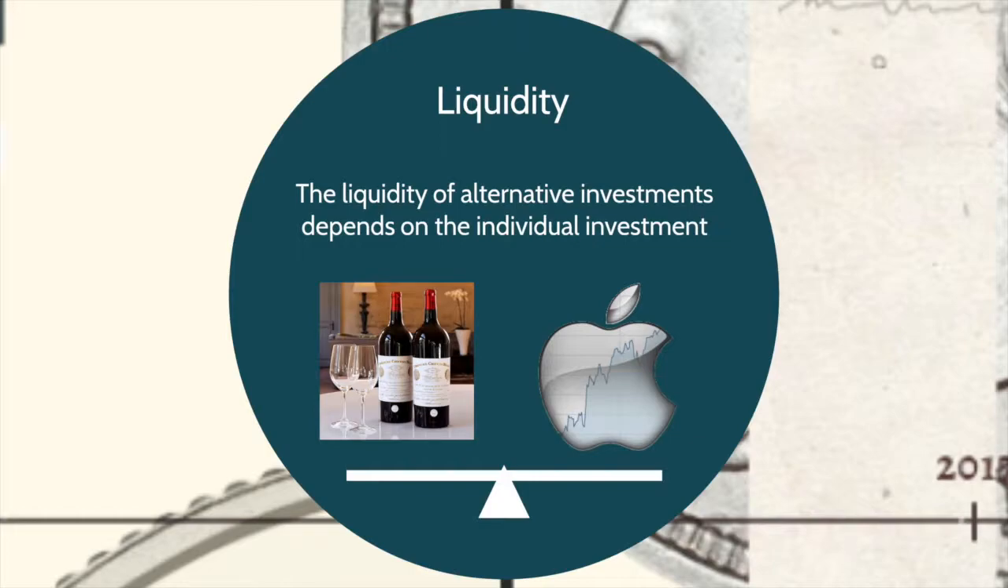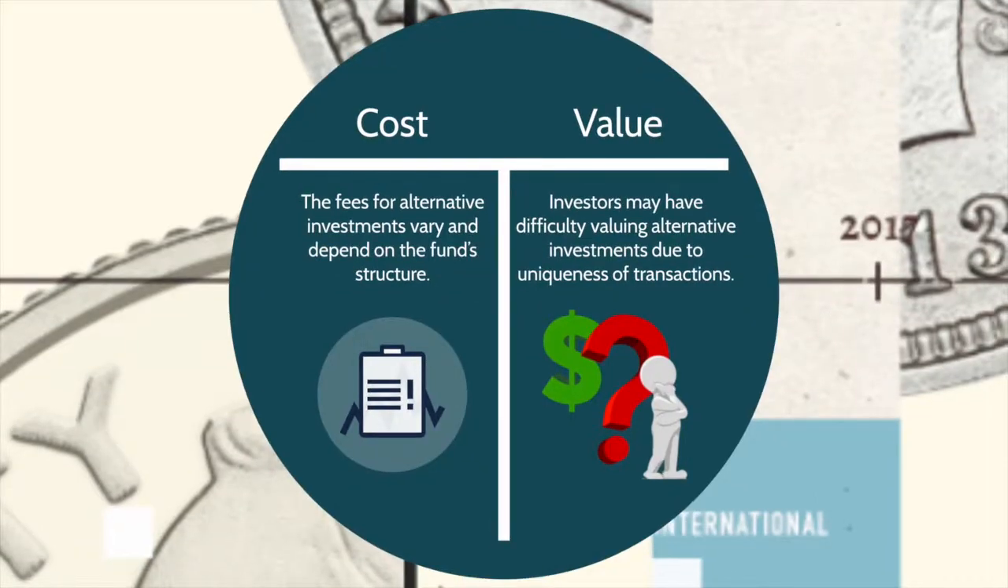The characteristics of alternative investments are as follows. The liquidity of alternative investments depends on the individual investment. Some alternative mutual funds provide daily access to cash, while limited partnerships, on the other hand, can have restrictions from 30 days to longer than 10 years. The fees for alternative investments vary and depend on the fund structure. Partnerships typically entail management and performance fees. Mutual funds charge a management fee but no performance fee.